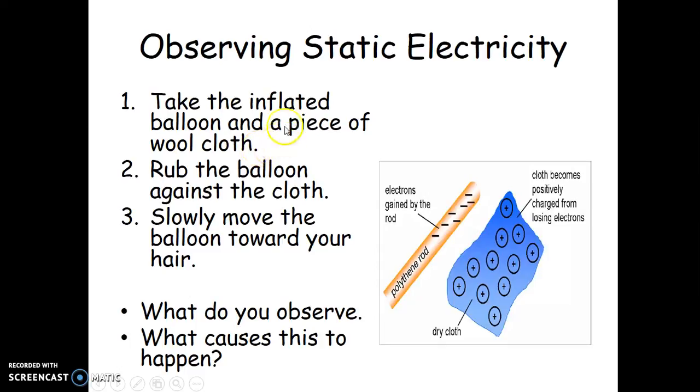As we did earlier, we wanted to observe some static electricity. So we took the balloon, the old balloon trick, and we rubbed it with a cloth or in our hair. If you slowly move it towards your hair, you actually see the balloon attracts the hair, because the balloon has more negative electrons, and the hair has more positive charge, and negatives attract positives.